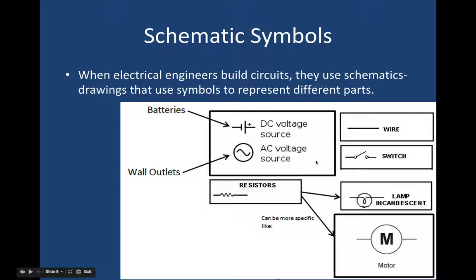Your wall outlet is an AC voltage source. Remember we talked about how the entire electrical grid now is alternating current. Resistors have this kind of squiggly up and down look, and they do put those in certain places on purpose to slow things down a little bit. Your wire is a straight line. Your switch kind of has a door look to it. Here's what you have for a lamp, and here would be a motor.